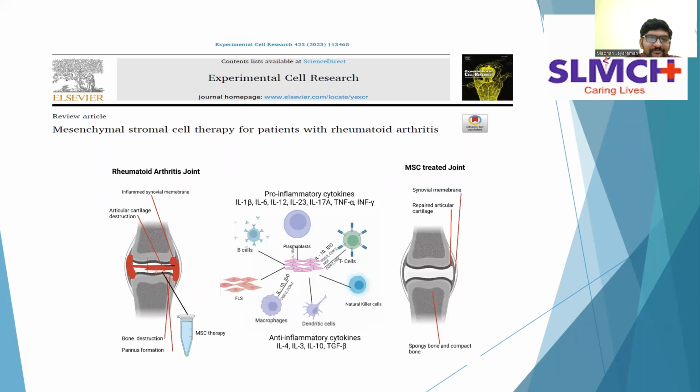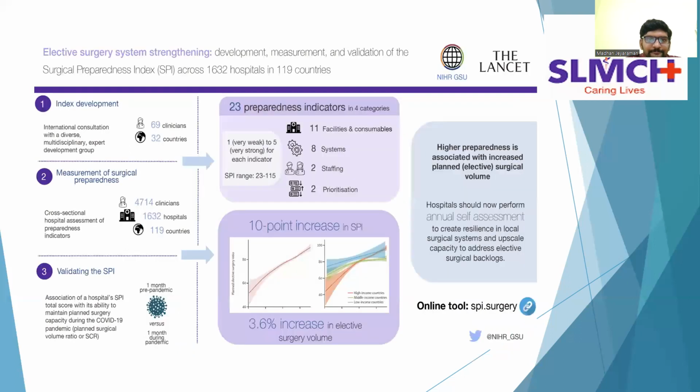So this is one such article which we published recently on mesenchymal stromal cell therapy for rheumatoid arthritis. Below is the graphical abstract. Images have been kept, and these images explain what the article deals with. This is another article which was published in the Lancet. In total, 4,500 plus authors were there. It talks about the surgical preparedness index and the indicators, and how to prepare a surgical system during a pandemic.